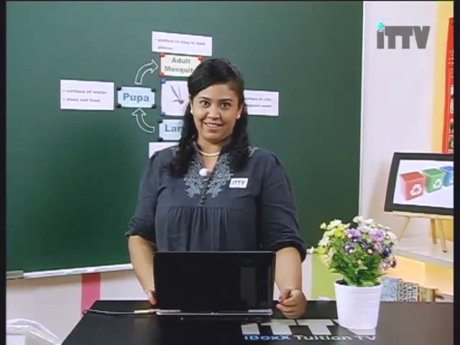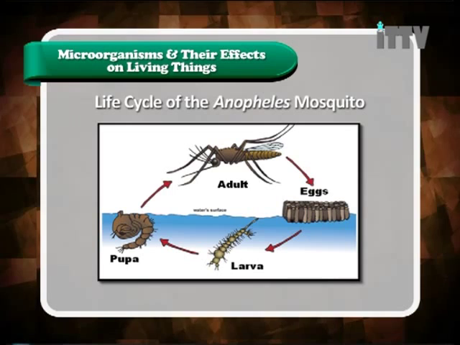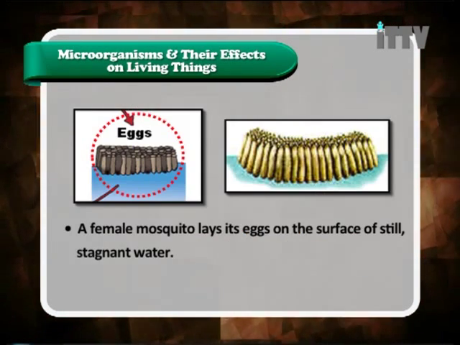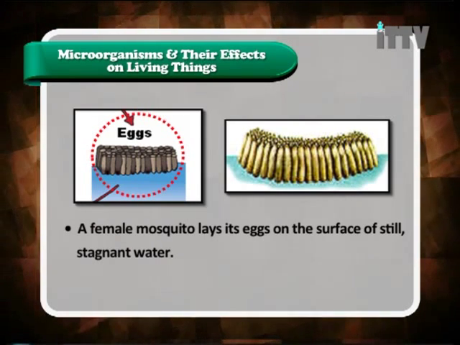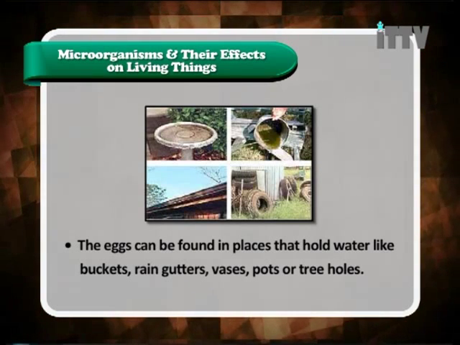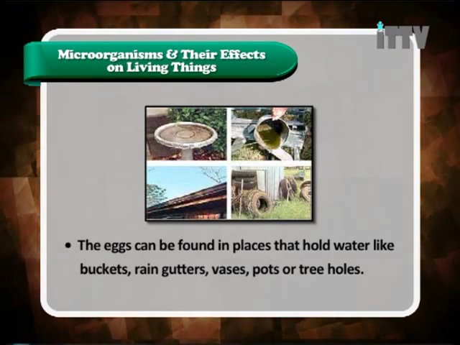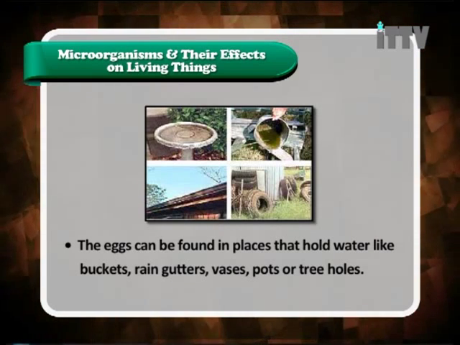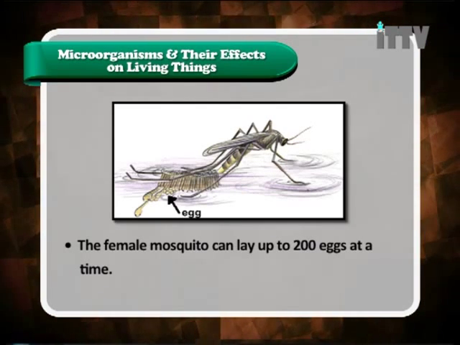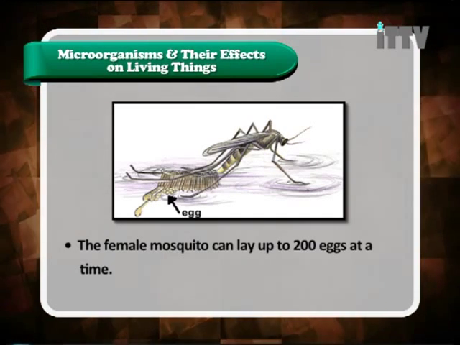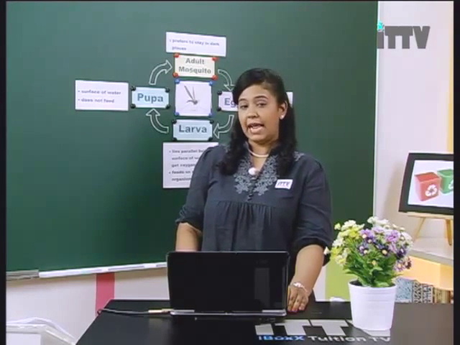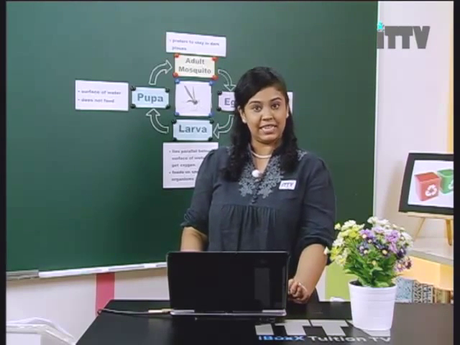We'll start from egg. Let's find out about the life cycle of the mosquito starting from eggs. The female mosquito lays its eggs on the surface of still, stagnant water. The eggs can be found in places that hold water like buckets, rain gutters, vases, pots, and tree holes. The female mosquito can lay up to 200 eggs at a time. So therefore, we understand the female mosquito lays eggs on still and stagnant water.